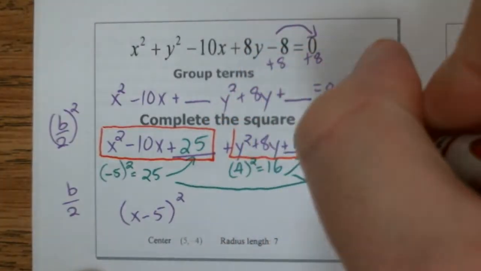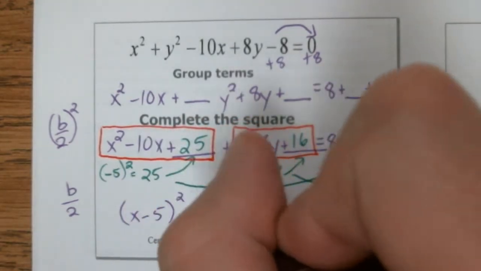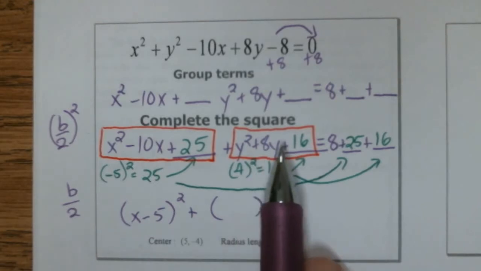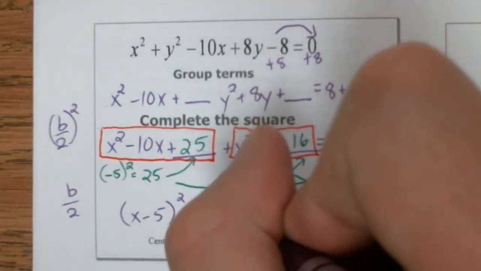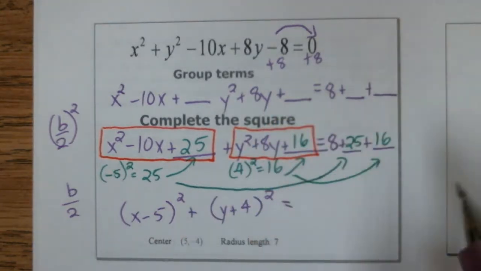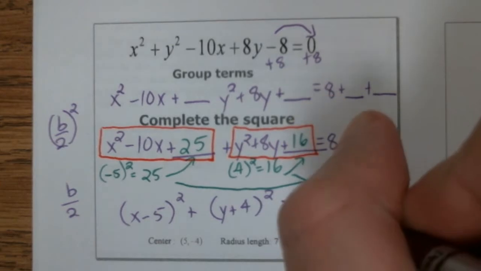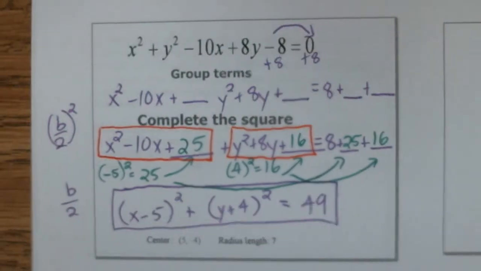Now I have a perfect square trinomial that I can factor. Go ahead and put down your parentheses squared. To figure out how the y's factor, it's just half of the middle term, half of b. Half of 8 is 4, so that's going to be a y plus 4. And then over here, I just combine my like terms. 8 plus 25 plus 16 becomes 49. And oh, looky look, now we're in the standard form of our circle.